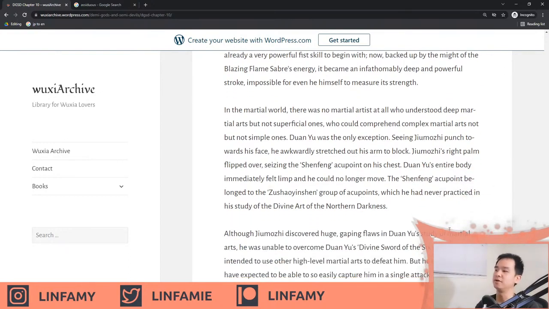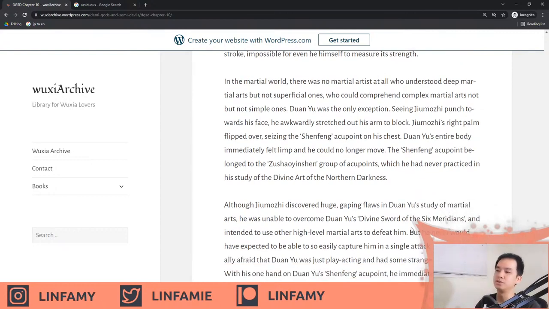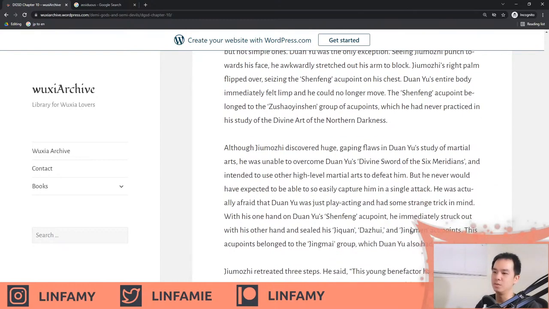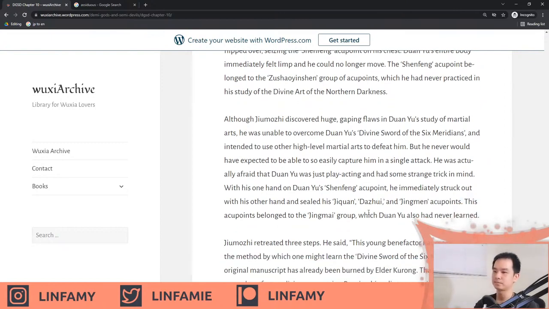The Shun Feng acupoints belonged to the Zhu Shao Yin Shen group of acupoints, which he had never practiced in his study of the divine art of the Northern Darkness. Although Jiumozhi discovered huge gaping flaws in Duan Yu's study of martial arts, he was unable to overcome Duan Yu's divine sword of the six meridians, and intended to use other high-level martial arts techniques to defeat him, but he never would have expected to be able to so easily capture him in a single attack.